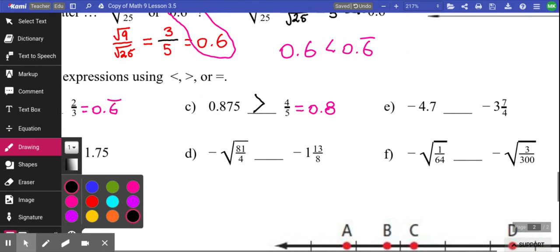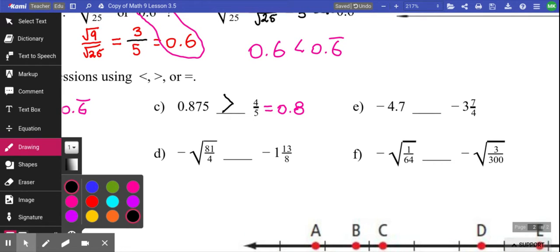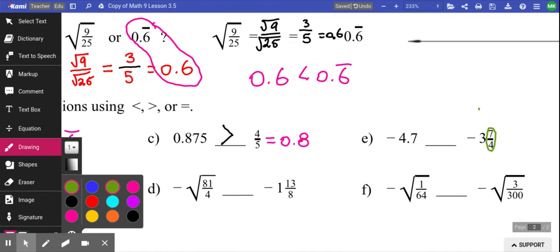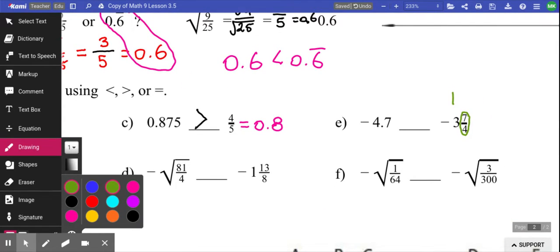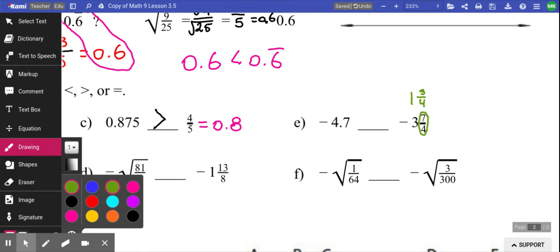If we look at E, we have negative 4.7, and then we have negative 3 and 7/4. My first thing I'd want to do is convert 7/4. 4 can go into 7 once, and then I would be left with 3/4. So instead of saying negative 3 and 7/4, that's the same thing as saying negative 4 and 3/4.